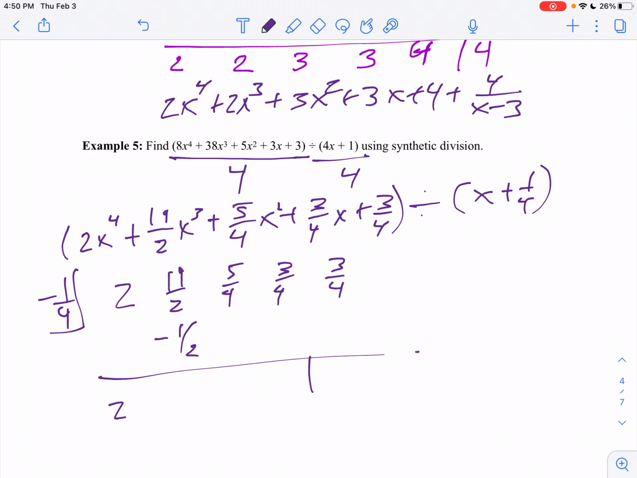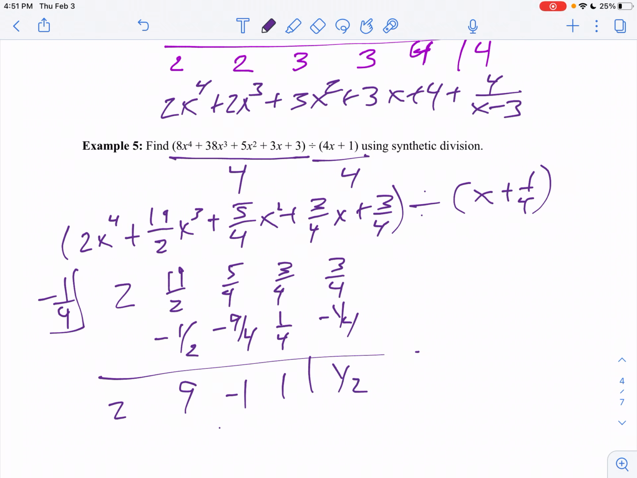So if I go 19 halves minus 1/2, that's 18 halves, which is 9. You take 9 times negative 1/4, I get negative 9 over 4. Negative 9 over 4 plus 5 over 4 is negative 4 over 4, or negative 1. So a negative times a negative is a positive, so I get positive 1/4, so I get 1 again. And then 1 times negative 1/4 is negative 1/4. 3/4 minus 1/4 is 1/2. It's 2/4, which is 1/2.